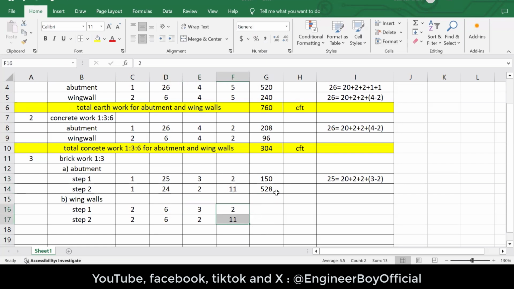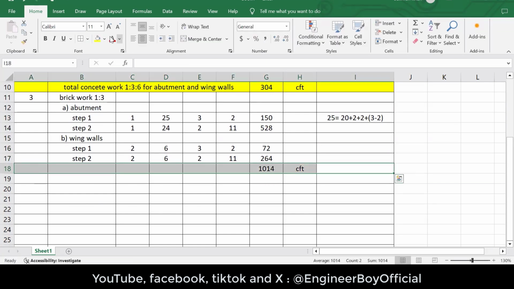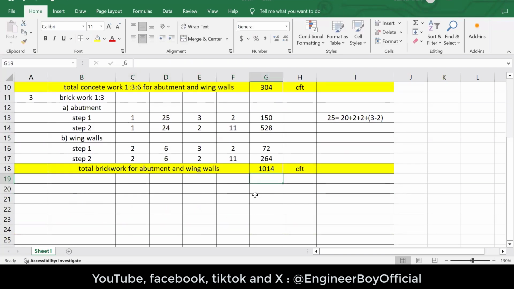What do you guys see? And I'm going to apply the formula. So you can drag that to step 2, and then let's just add all these things. And this is the summation. It is 1014 CFT. Very simple. So it is the total, maybe let's say I'm going to copy this, the total brickwork for abutment and wing walls. So let's say total brickwork for abutment and wing walls. Very simple. Is there any question?